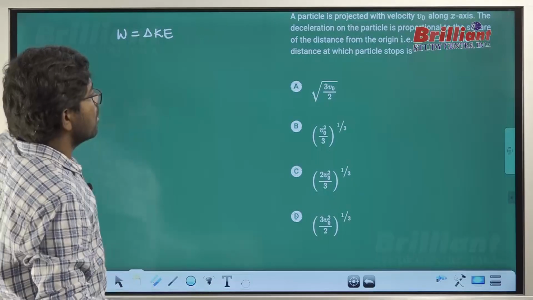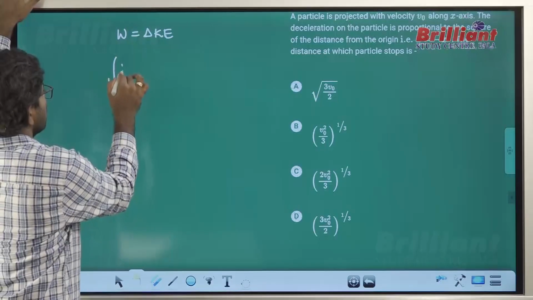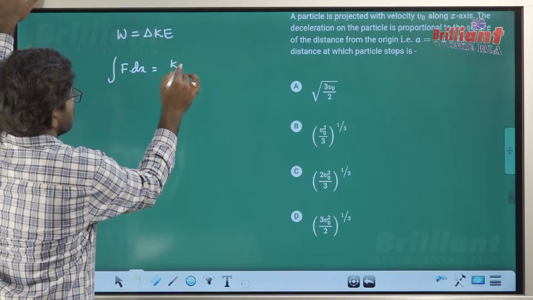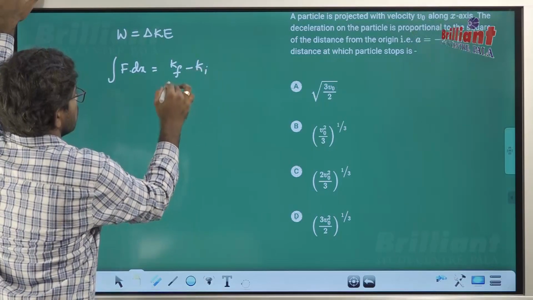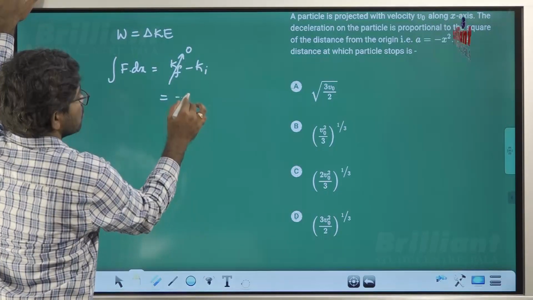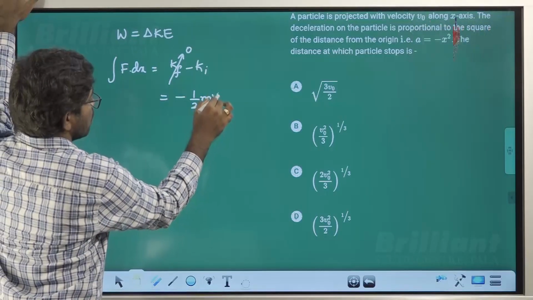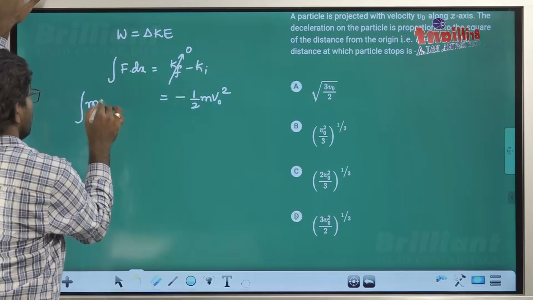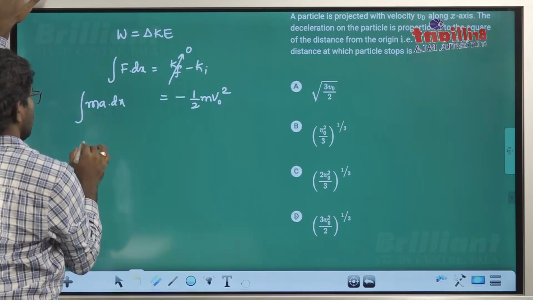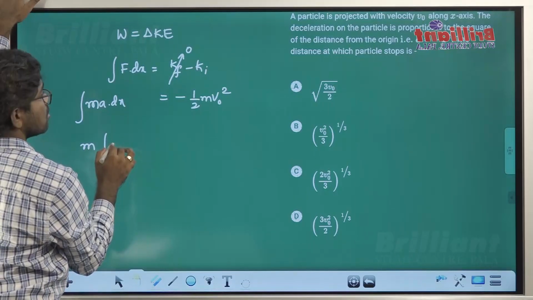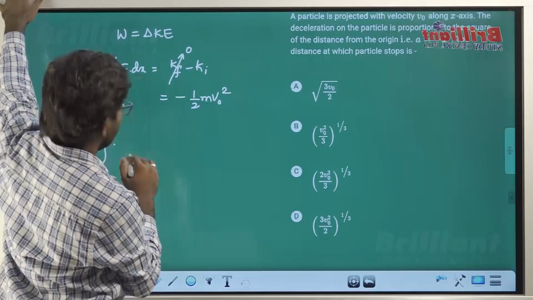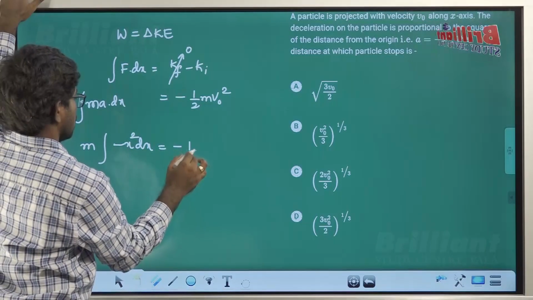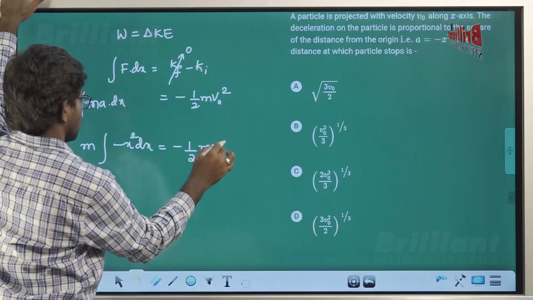So work done equals change in kinetic energy. And what is the work done here? Integral of F dx. Change in kinetic energy is final kinetic energy minus initial kinetic energy. Final kinetic energy is 0 because it stops. Initial is half m v naught square. And what is the force here? m into a. m is constant, take it outside. a is minus x square, dx equals minus half m v naught square.